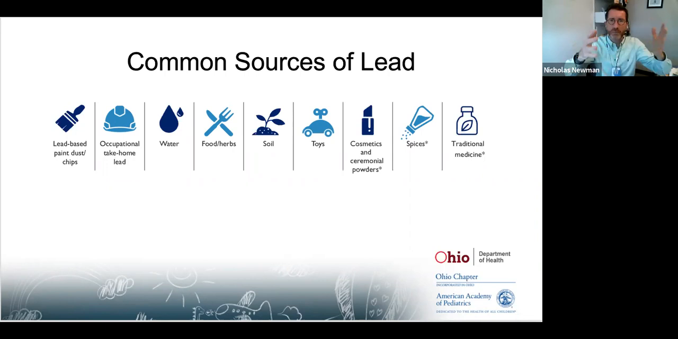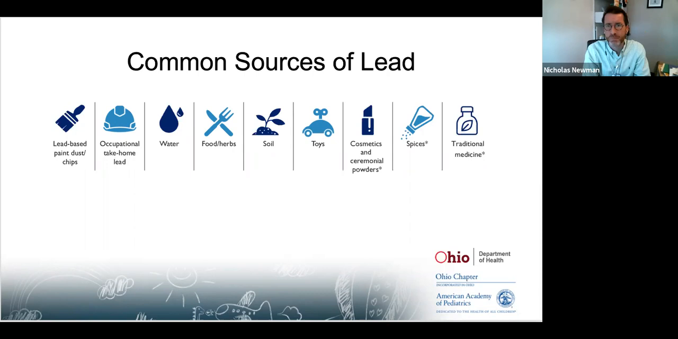And so that's why that becomes a significant source. And then because it gets into soil and other items, it gets into some foods and spices. Toys obviously may be painted with lead paint or otherwise contain it. And then there are a number of traditional cosmetics and ceremonial powders that have lead either as a main ingredient or just an inadvertent addition.